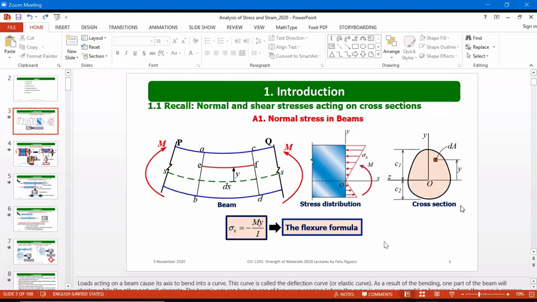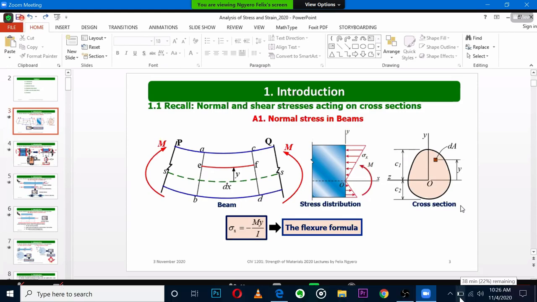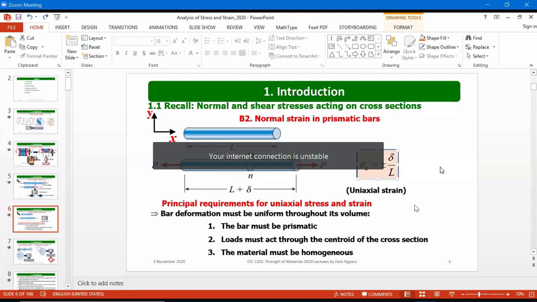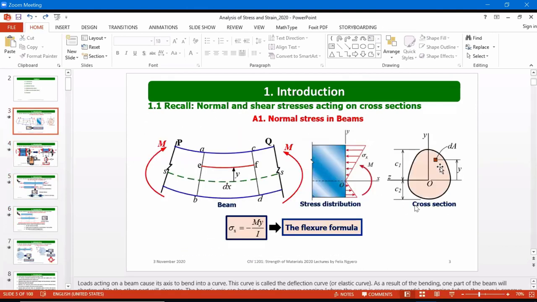So the cross section is normal or perpendicular to the axis of the member, and then we compute either the normal stress on that section or the shear stress on that section. This is for beams, and also for bars. Normal stress, and also this strain here is a normal strain. And of course, you know how to compute the maximum normal stress for beams and also the maximum shear stress.